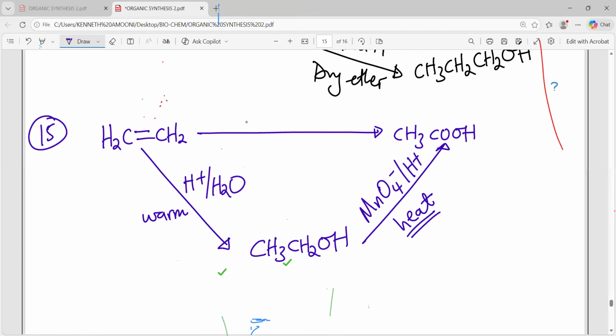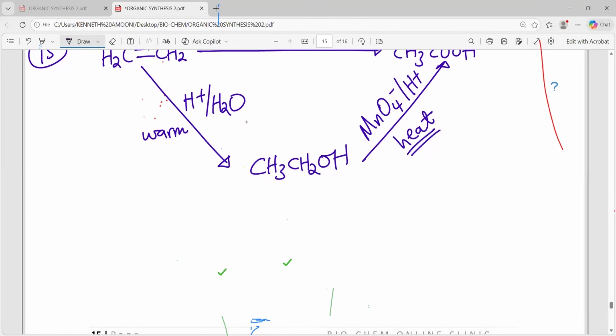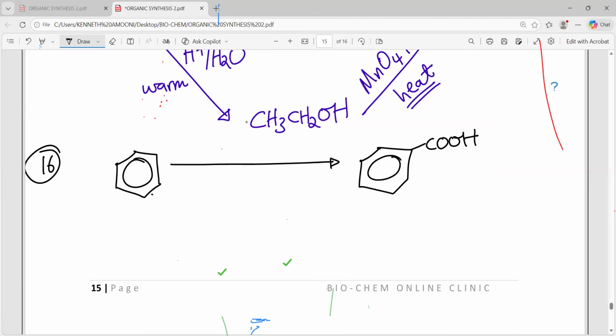What about number 16, the last number? We're having only 2 minutes to complete the lesson. Number 16, which is our last number, we are converting benzene to benzoic acid. That one is very easy. Benzoic acid, we said, can be prepared from methyl benzene, oxidizing methyl benzene using a strong oxidizing agent.